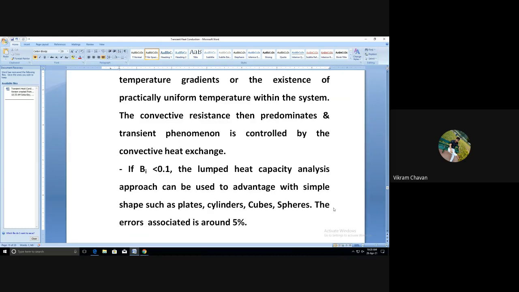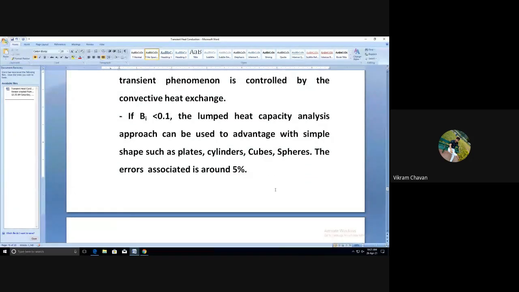Okay. So when we neglect the internal resistance and consider the transient phenomenon to be completely dominated by the convective heat exchange, and when we apply the lumped heat capacity analysis, the calculation error will be around 5%, which is acceptable when considering the lumped parameter analysis or lumped heat capacity analysis.